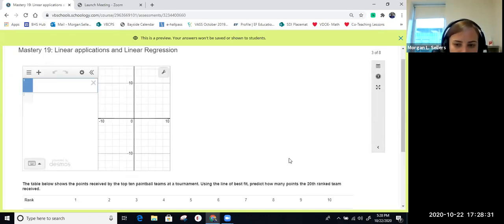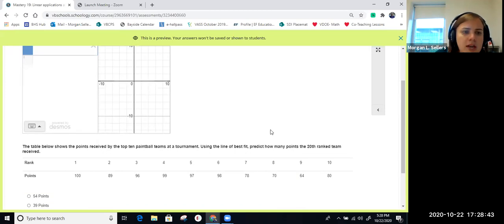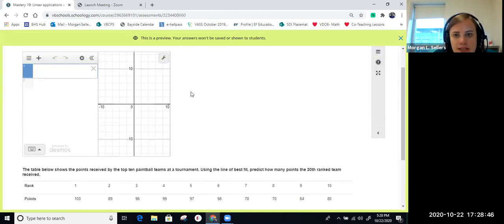So for 3, okay, so for 3, again, you're going to start it the same way, but this one, once you find your line of best fit, you have to then use your line of best fit to solve what the question is asking you. So first I have to put these into a table. So rank is going to be my X values and points are my Y values.